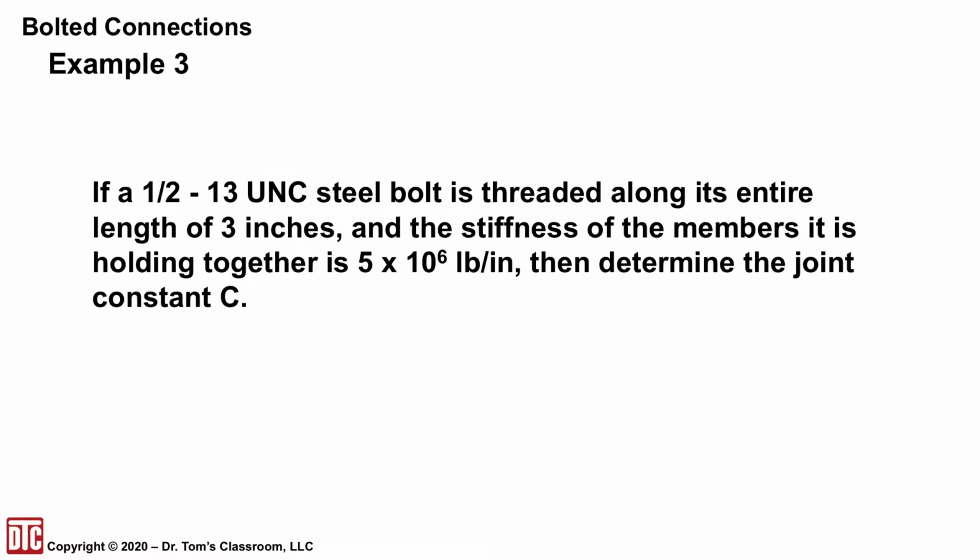Okay, well, let's look at an example here. We've got a 1/2-13 UNC steel bolt. This particular one is threaded along its entire length of 3 inches. That's just to make the math here a little bit easier. And the stiffness of the members is given to you as 5 times 10 to the 6 pounds per inch. Then determine the joint constant C.